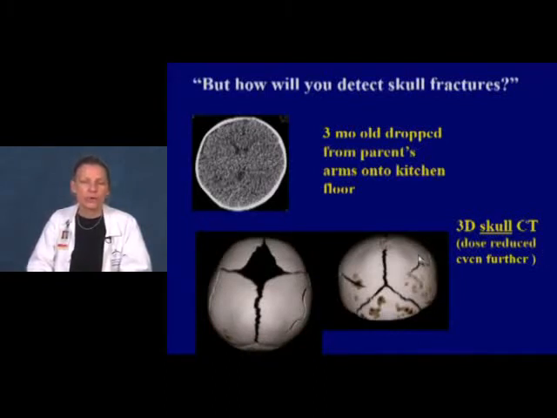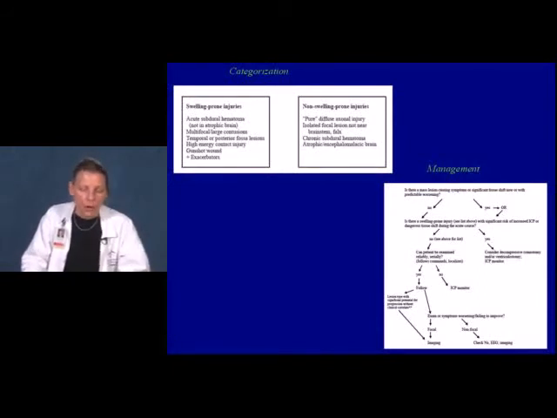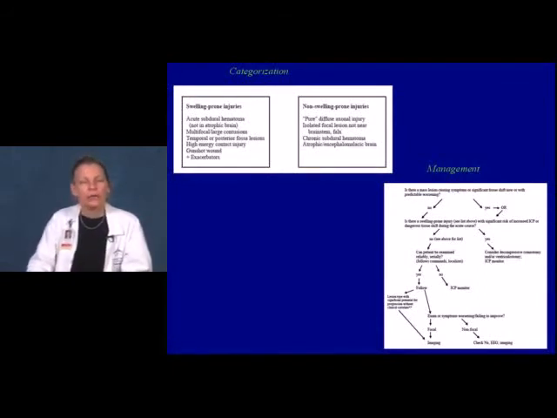This is a 3-month-old who was dropped from the parent's arms, so that's about 3.5 or 4 feet typically, onto a tiled kitchen floor, and with one hit got bilateral parietal skull fractures, which is a known entity. Once you have your imaging data, then you can categorize the child into having what we call swelling or deterioration-prone injuries versus non-swelling prone injuries. And these have different management pathways because each has a different degree of risk.